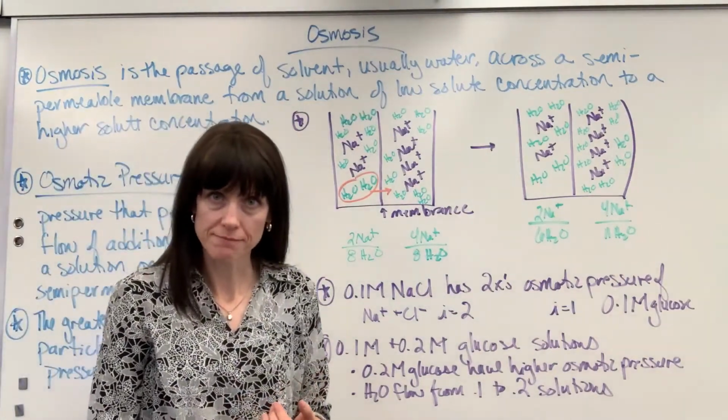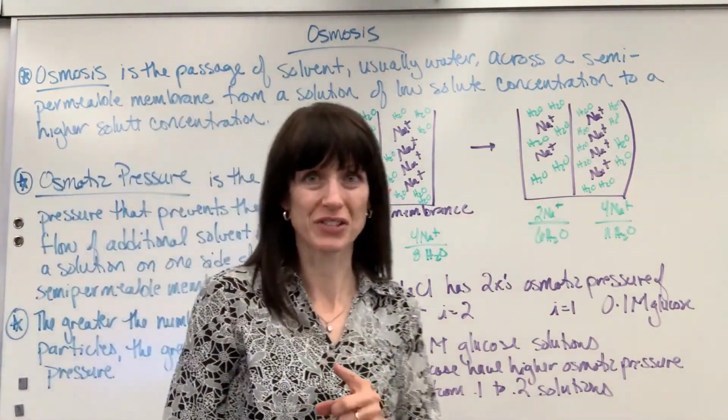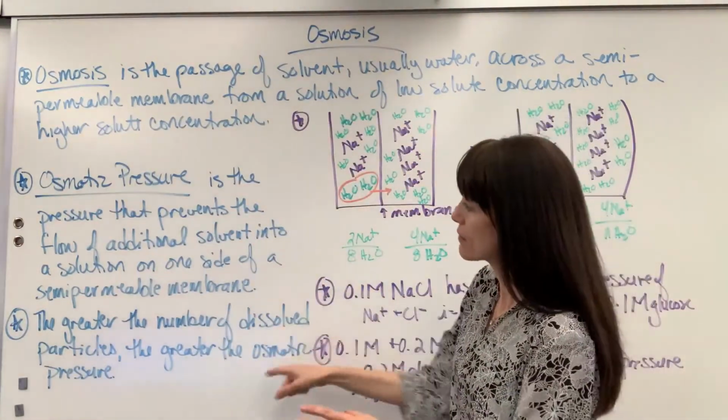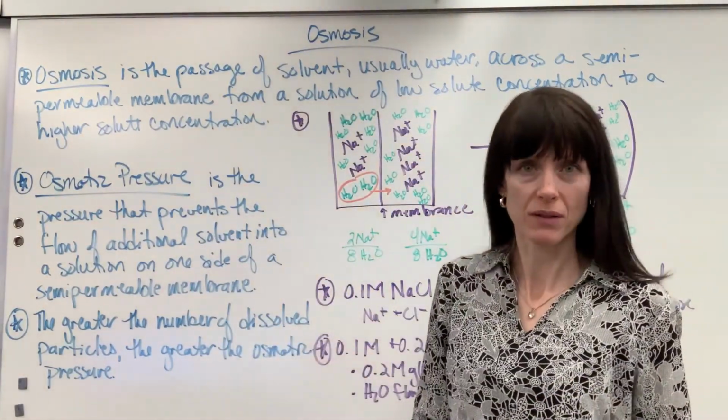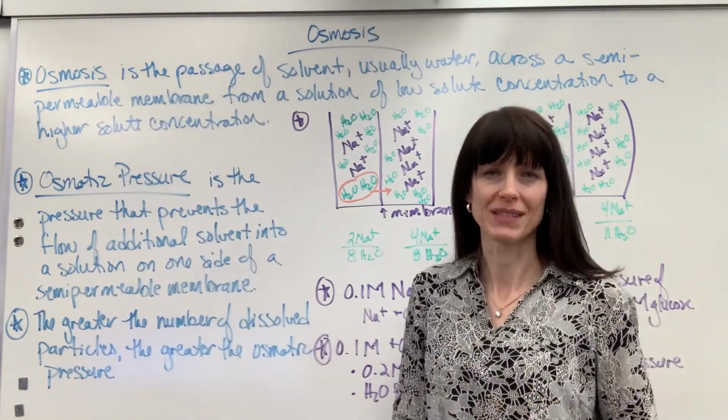Colligative property. The lower concentration always dilutes the higher concentration, and whichever substance has more dissolved particles, that is going to be the higher osmotic pressure. Those are your big takeaways.